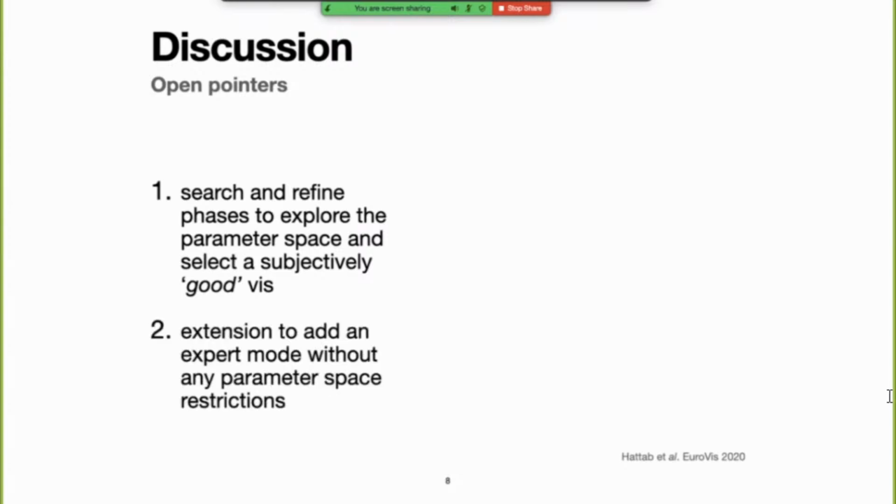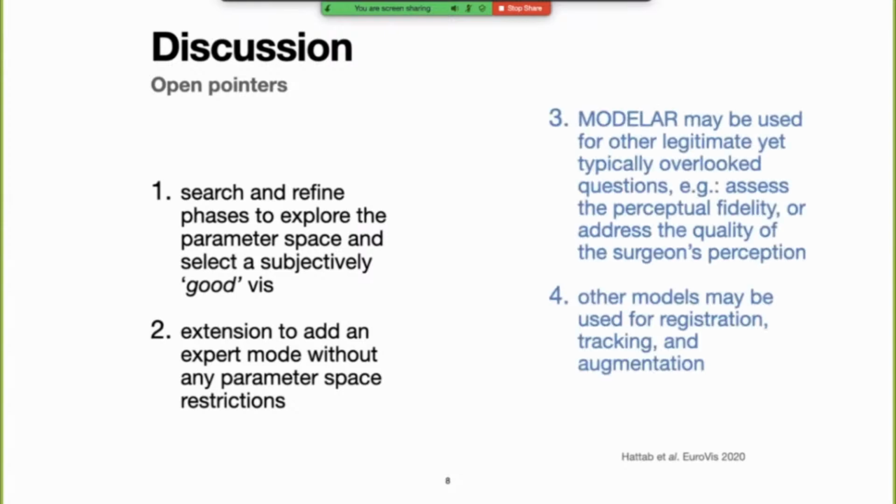As you may have noticed, this reduction or restriction on the parameter space may be negative, especially for expert users, so we plan to create and add an expert mode. Modelar may be used for other legitimate yet typically overlooked questions, such as assessing perceptual fidelity. Other models may be used for registration, tracking, and augmentation, and this is the modular part of our framework.